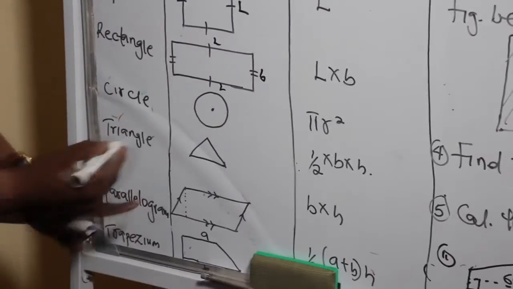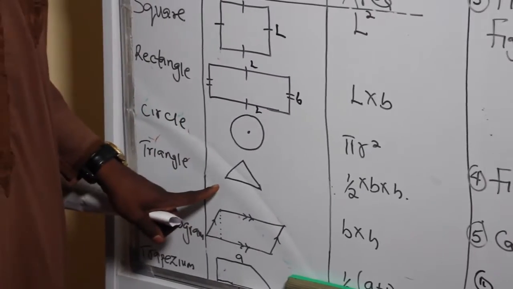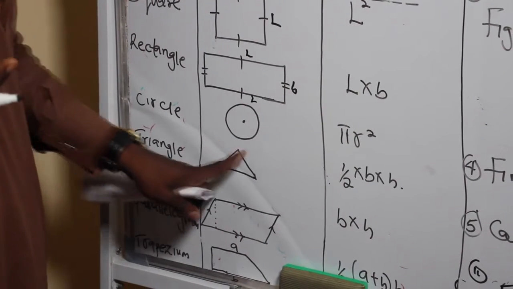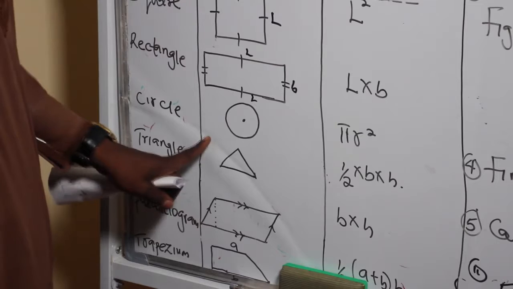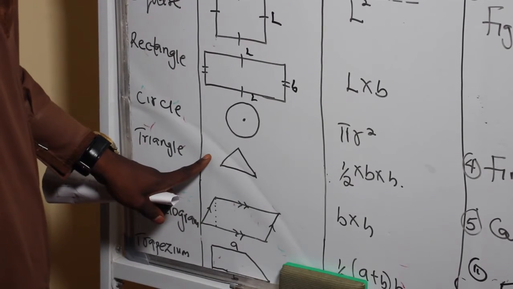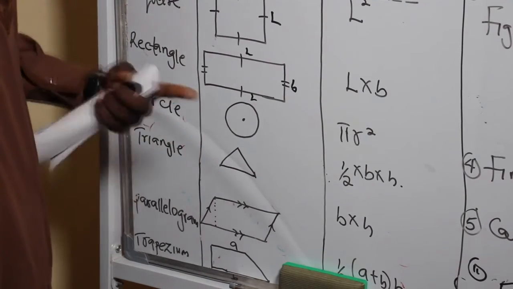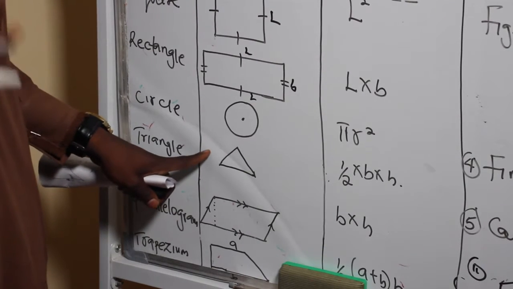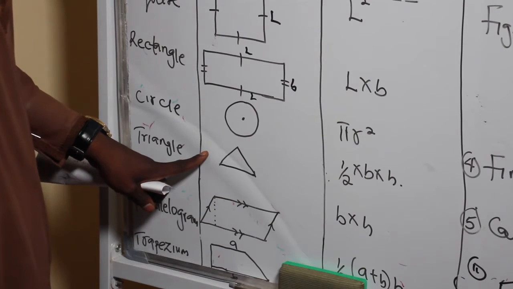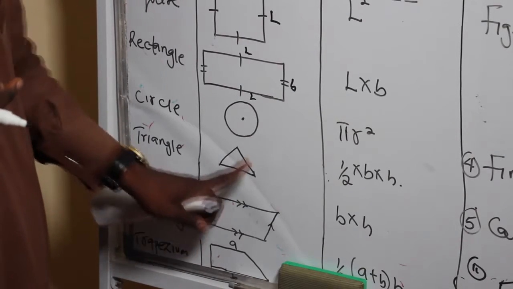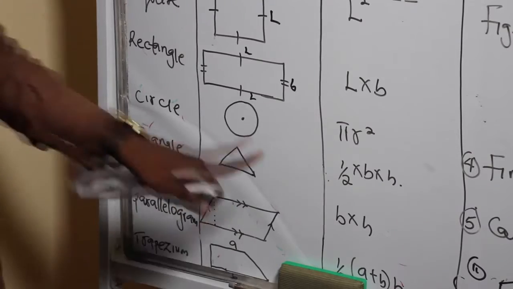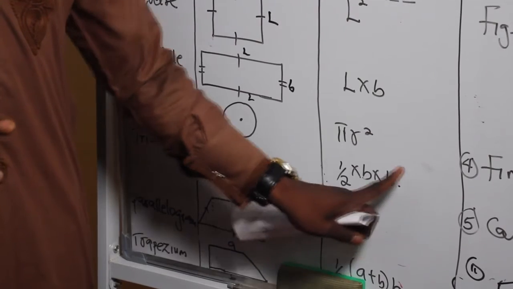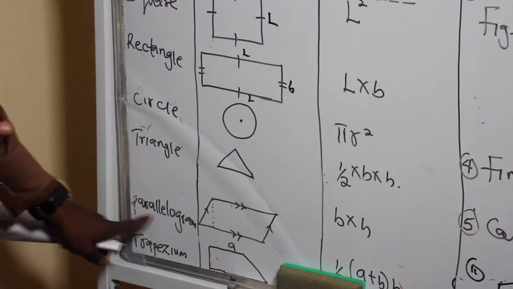Now, triangles. This is an example of a triangle. We have different types of triangle. We can have an equilateral triangle. It can be an isosceles triangle. If all the sides are equal, then it is equilateral. If the 2 sides are equal, then it's called an isosceles triangle. And we have a scalene triangle if all the sides are not equal. Then we have different types of triangles such as right angle triangle and so on. But the formula for calculating the area of a triangle in general is 1/2 times base times height.